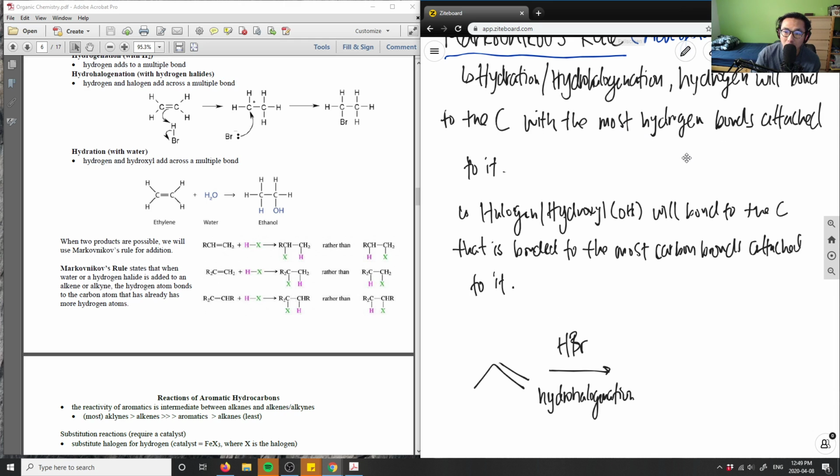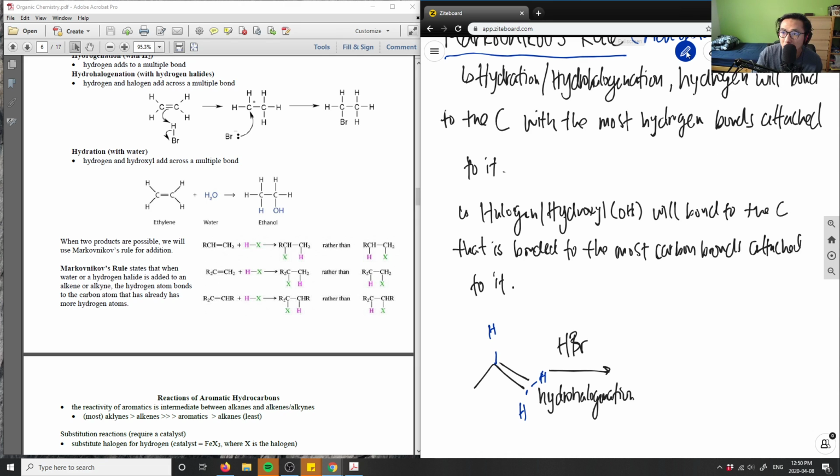the most hydrogen bonds attached to it. So if I draw my hydrogens, my HBr is going to bond to this double bond, right? But I'm deciding where the Br goes and where the H goes. So let me draw this out. I'm going to draw out the hydrogens for you. This carbon here has one hydrogen, right? I see two carbon bonds already, so this will have two hydrogens, right?